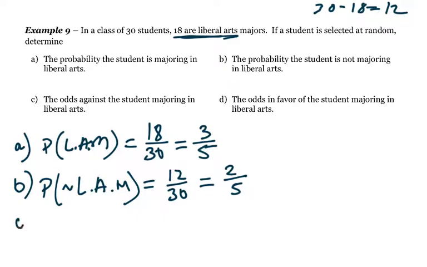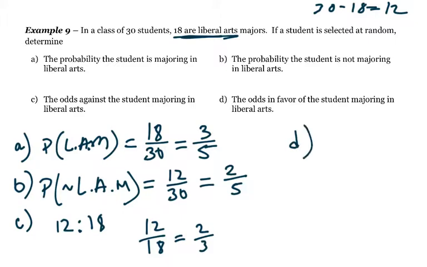Let's look at the odds. The odds against the student majoring in liberal arts would be failures to successes. So that's going to be 12 to 18, or we could write it 12/18, which is the same thing as 2/3. And then for D, what's the odds in favor? So that's successes to failures.